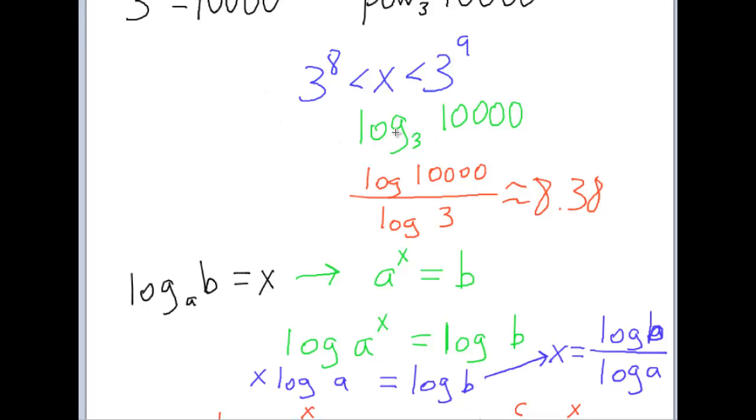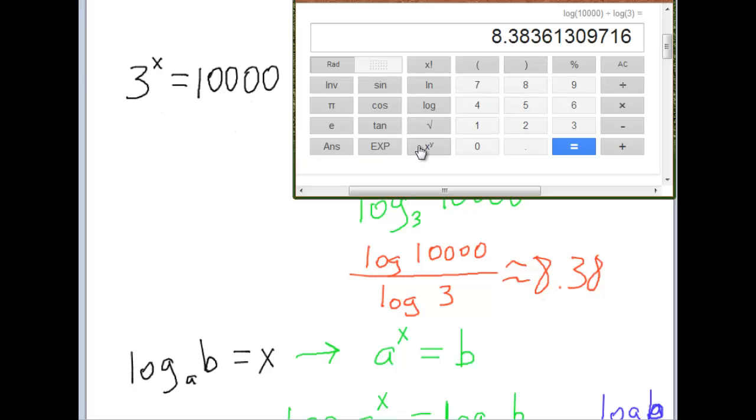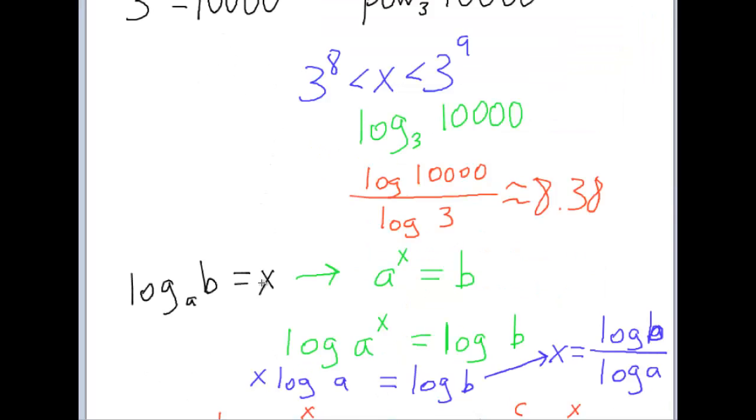And that's what we found. Our problem said, hey, it's going to be between 8 and 9. 8.38 is between 8 and 9. We've solved this answer. What power of 3 is 10,000? Well, 3 to the 8.38 is 10,000. And let's double check that. If we do 3 to the power of, and notice the answer is that thing, so I can just say 3 to the power of our answer, we get 10,000. Cool. So we can now work these powers out.